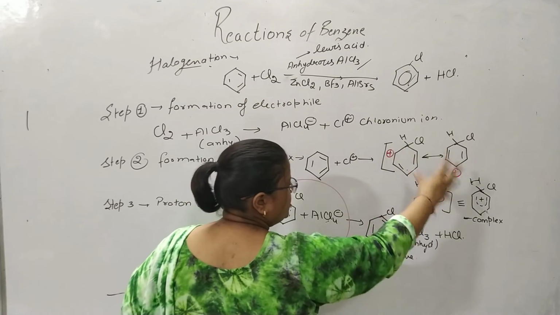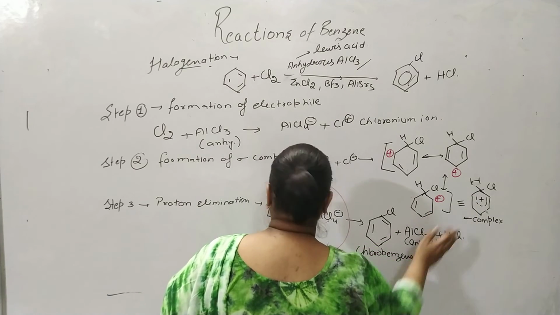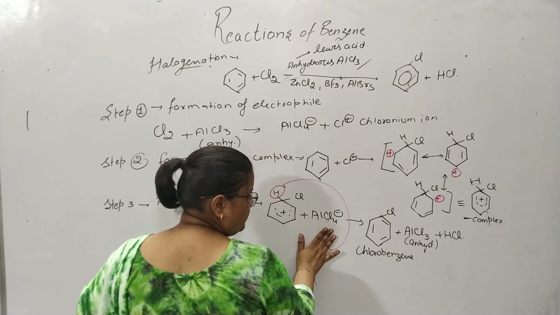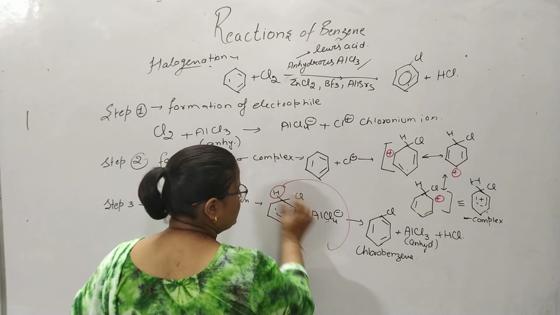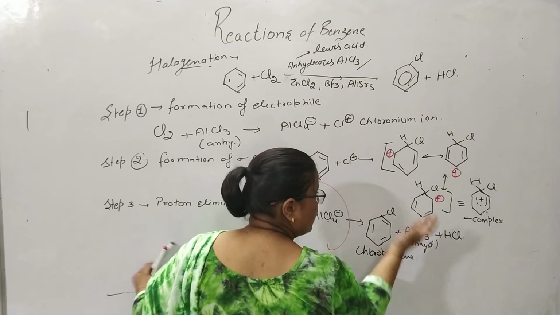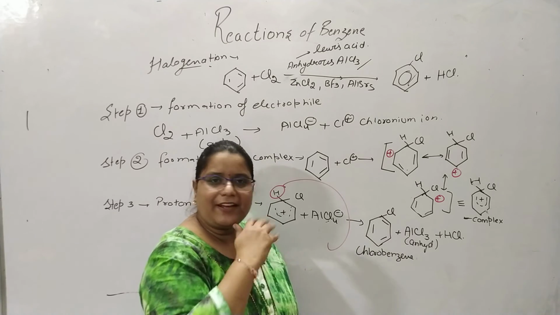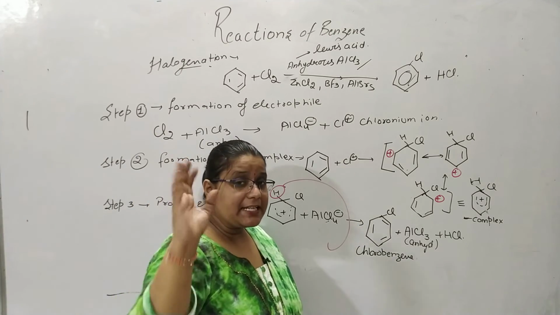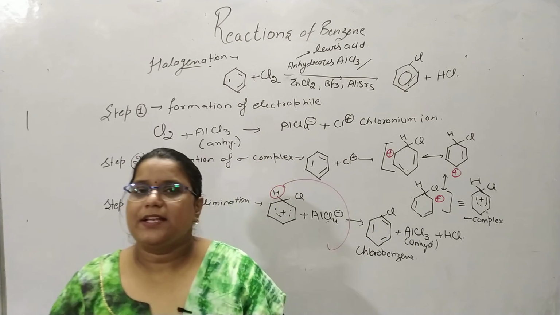This positive charge is rotating on the ring and this chlorine is attached to the ring. Now the proton is eliminated. This AlCl4- comes into the lead role, and it takes one chlorine as HCl, and AlCl3 is released because it is the catalyst. The catalyst is released as such after participating in the reaction. So at the end of the reaction, this chlorine remains attached to the ring, and chlorobenzene is formed.